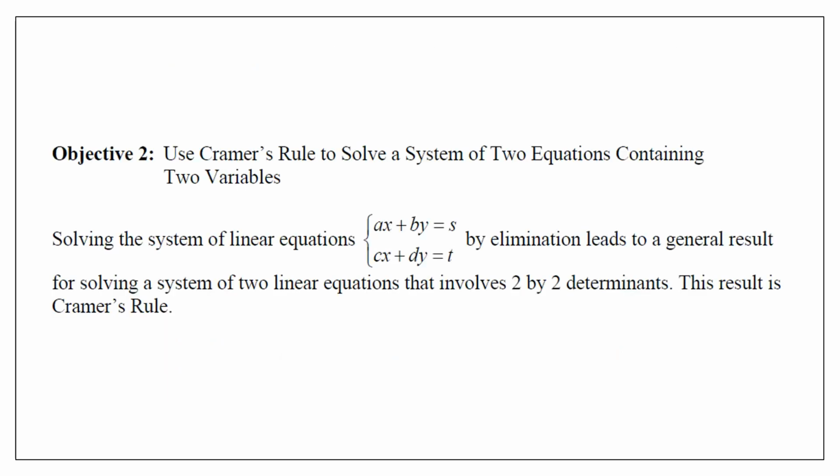Objective 2. Use Cramer's rule to solve a system of 2 equations containing 2 variables. Solving a system of linear equations by elimination leads to a general result for solving a system of 2 linear equations that involves 2 by 2 determinants. This result is Cramer's rule.